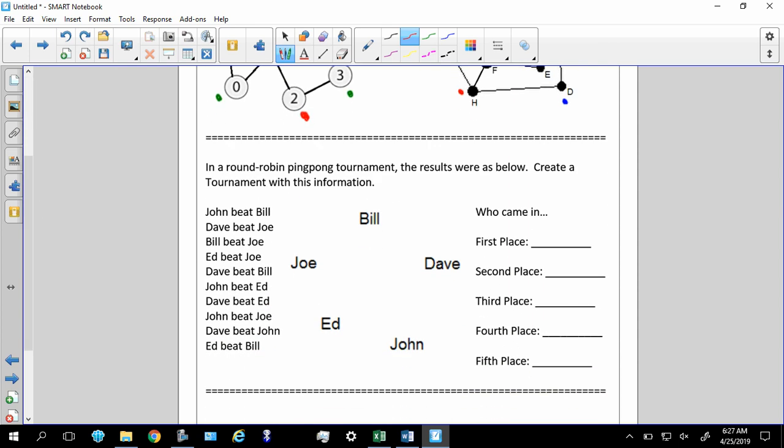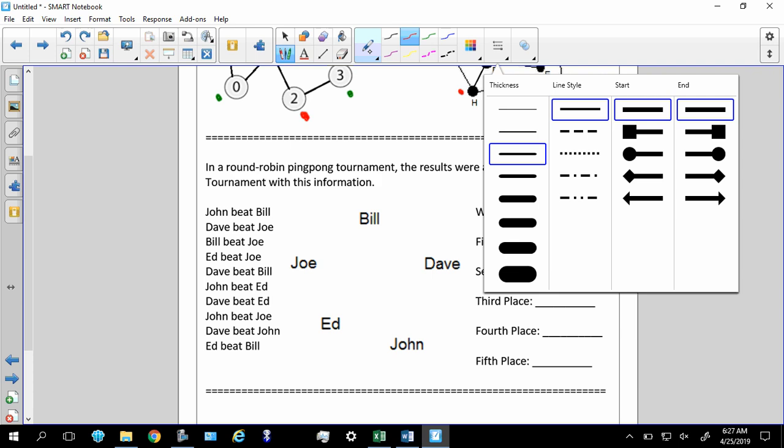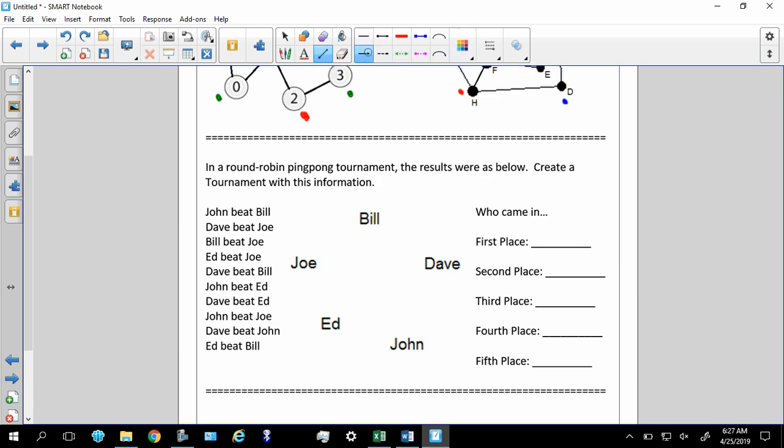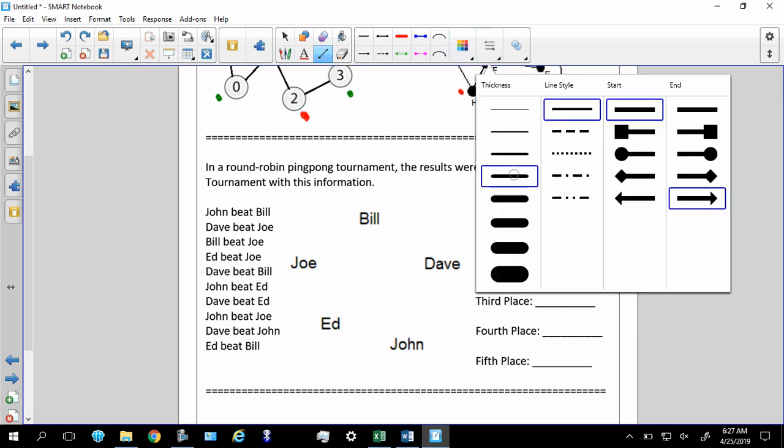Next one: in a round robin ping pong tournament, the results were shown below. Remember that the loser gets the arrow. So the loser gets the arrow. I'm going to try to do my fat arrows. So the loser.